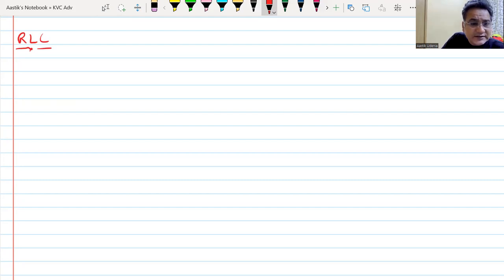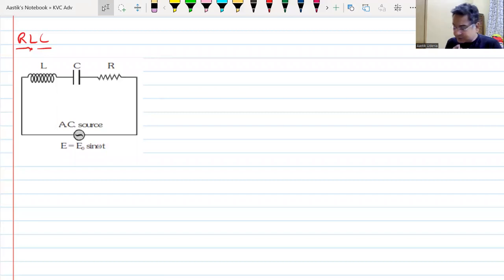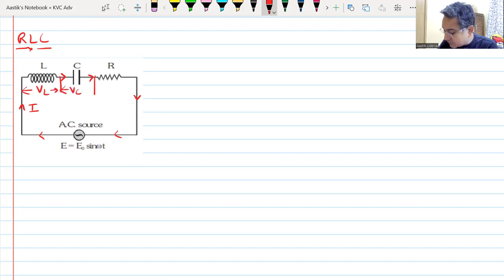Now, how does the LRC series circuit look? Obviously, it looks much the same. We have all the three elements now coming together, L, R, and C, with an AC source connected like this. We allow a current I, and as you can see, this current is going to be the same in all the three elements. You can call the potential across the inductor VL, across the capacitor VC, and across the resistor VR.